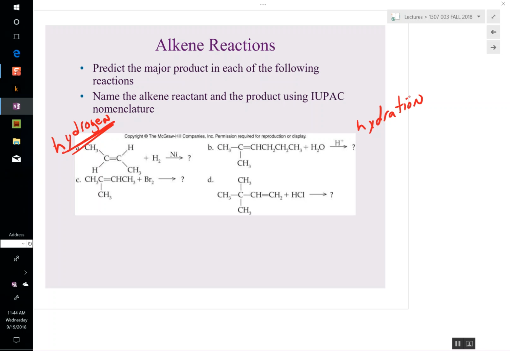And D is hydrohalogenation. I thought you said C was bromination. It is bromination, but bromine is a halogen. So halogenation is the general term for whenever you're adding a halogen. If the reaction said complete the bromination reaction, it'd be a halogenation reaction, but you're specifying bromine as the reactant.